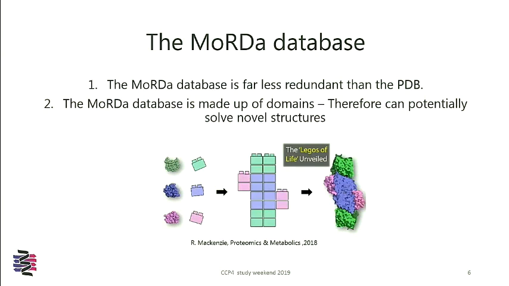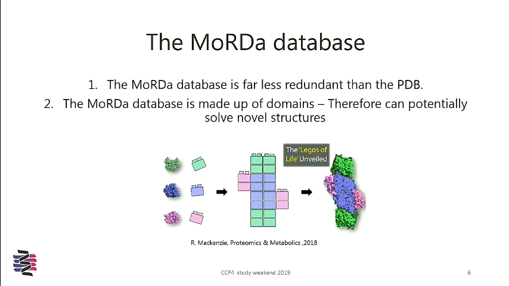The next consideration we needed to make here was what database do we use? The one we decided on was the MoRDa database. MoRDa has got the advantage of being a lot less redundant than the PDB in full. So this means if you consider in the PDB, there are a lot of examples where you have a protein that the only thing that's changing is it's got a new ligand attached to it. We don't want to run all of these as it would take a while. So we use the MoRDa database as it's much, much quicker.